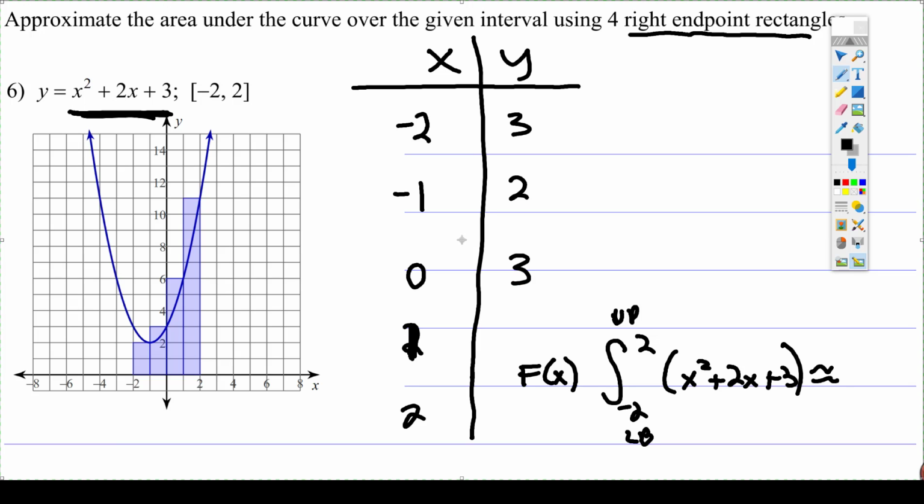At 1, well, at 1 we have 1 plus 2 plus 3. Well, that gets us up there to 6. And then at +2, we're at 4 plus 4. That's 8 plus 3. We're up there at 11. Okay, this is the rightmost points. So this is what you're going to be doing.